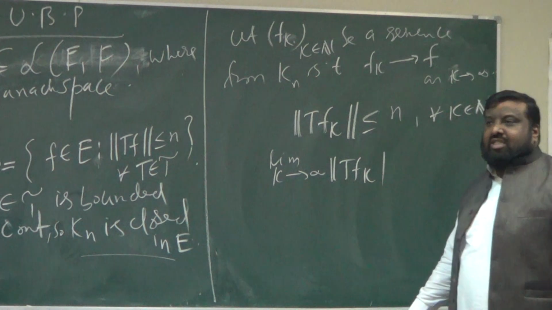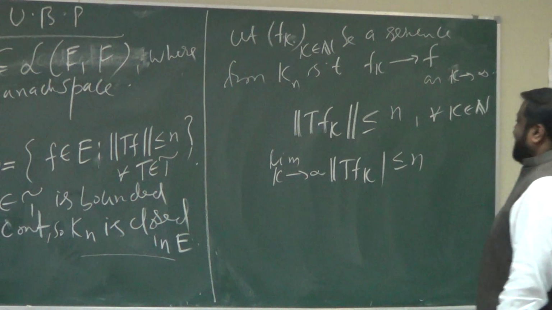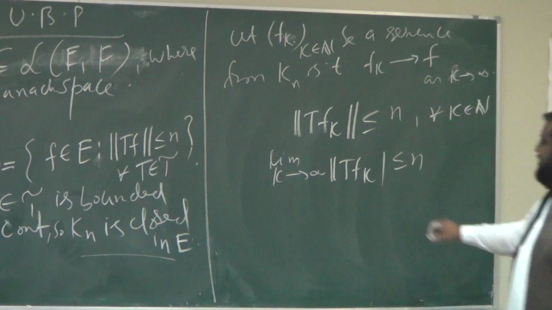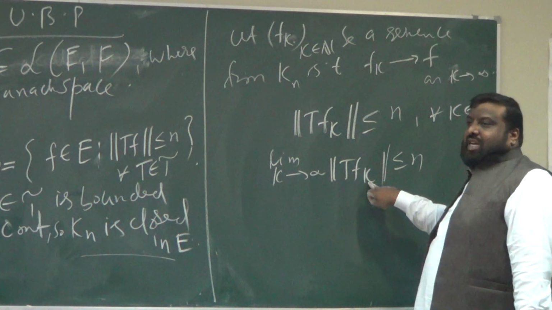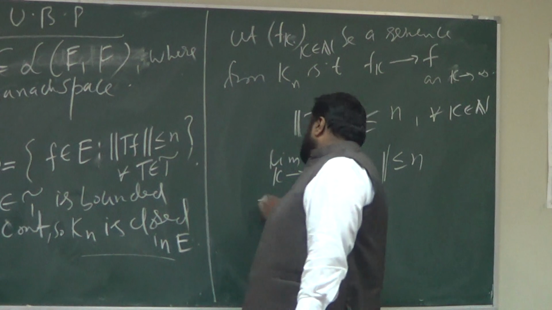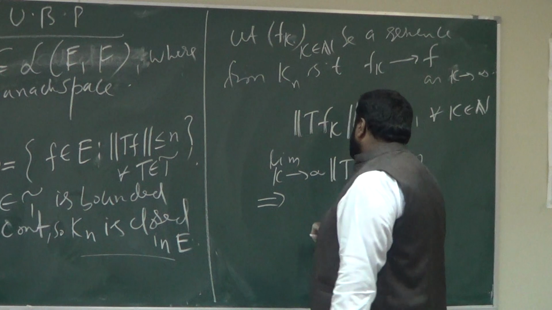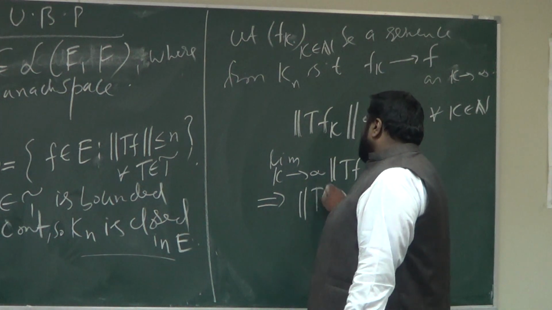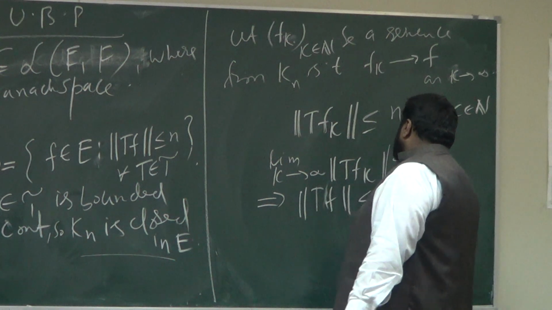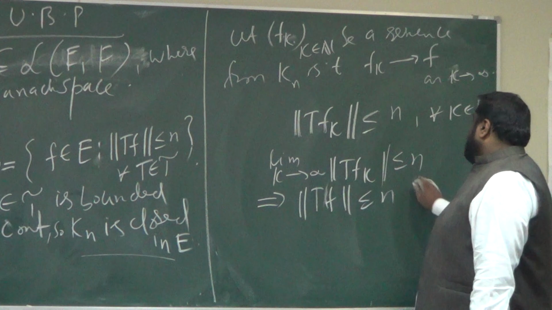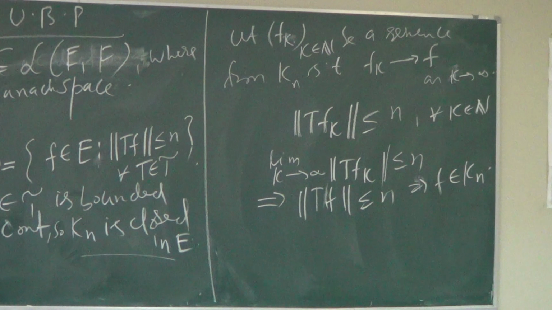this could have been a very good exercise actually. So if this is the case, since the norm is continuous and T is continuous, I can plug this limit inside. So I can say that norm of TF is less than or equal to n, hence F is in Kn. And this implies that F must be in K, and hence Kn is closed.